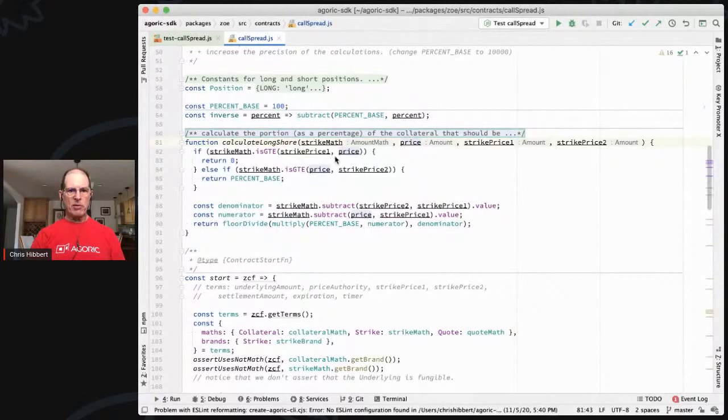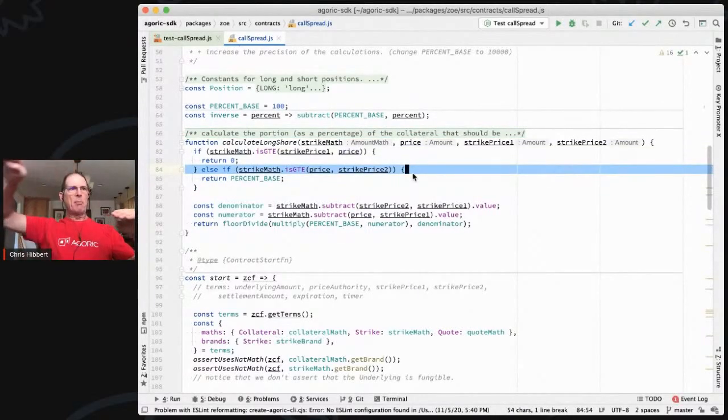If the current price is lower than K1, the first strike price, then the position that we're on in that payoff function is below zero, and so the long party gets all of the money. If the price is above K2, if we're on the upper part of that curve, then the short position gets all of the payout.